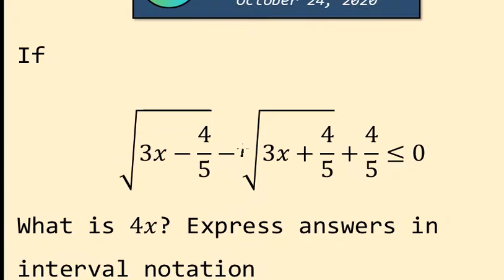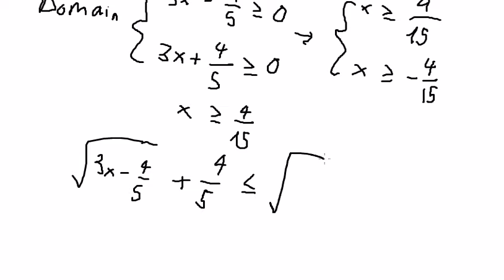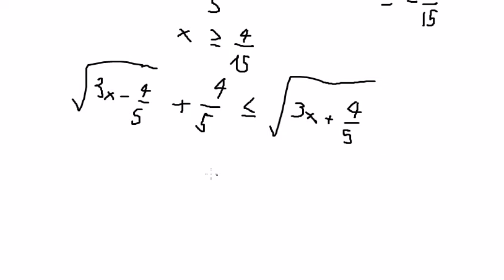Next, we have the negative sign next to the square root, so we move this square root to the right. Now we have the square root of (3x - 4)/5, plus 4/5, is smaller than or equal to the square root of (3x + 4)/5. Then we square both sides.